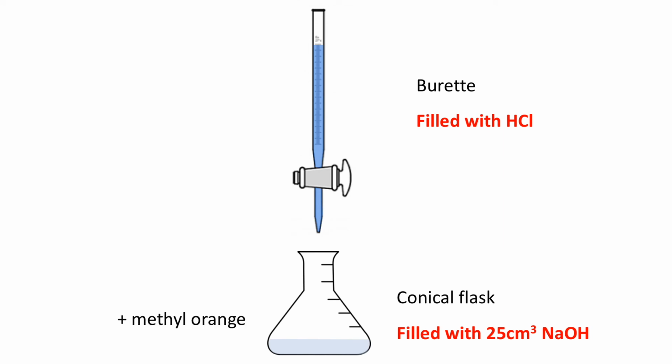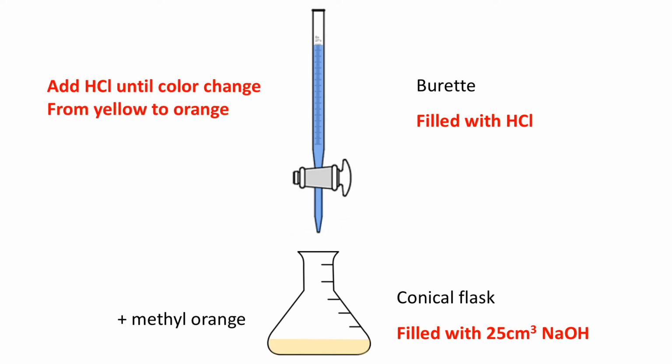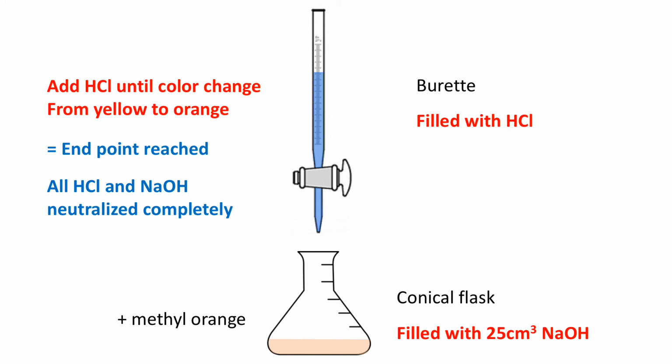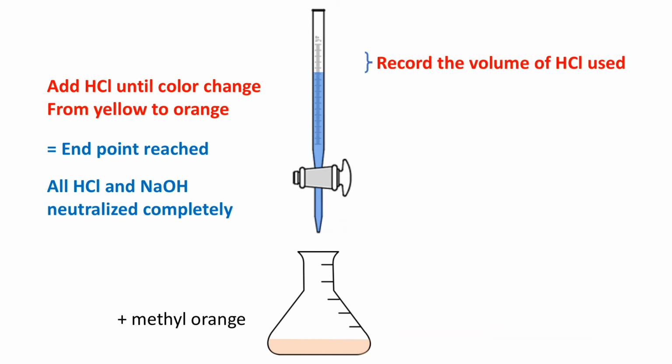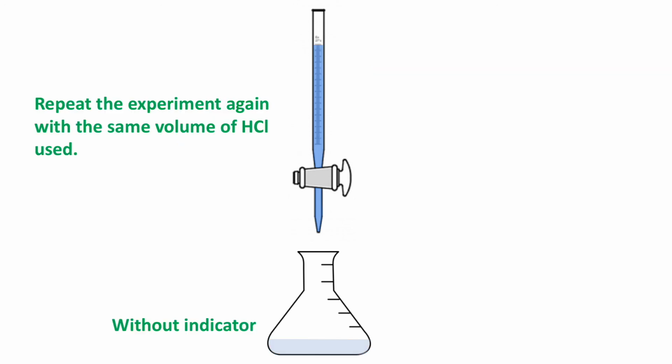Then, methyl orange is added into the conical flask to show the endpoint of the reaction. Then, we add hydrochloric acid until the color changes from yellow to orange, which is the endpoint. At this point, all the hydrochloric acid and sodium hydroxide will be neutralized completely. Then, we record the volume of hydrochloric acid used and repeat the experiment again with the same volume of hydrochloric acid and the same volume of sodium hydroxide.